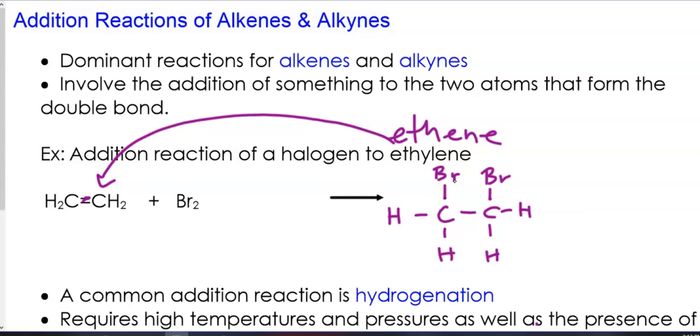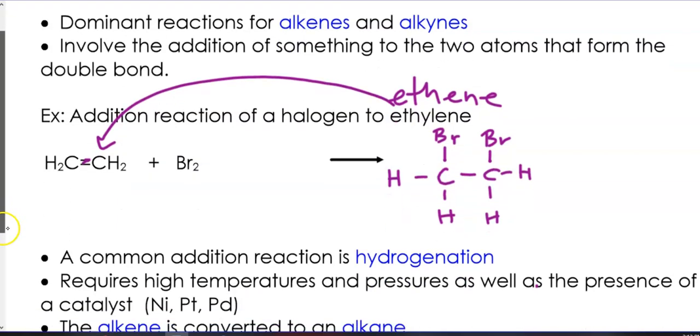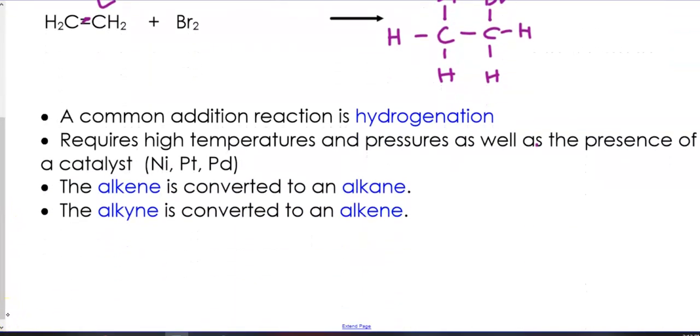This can happen with a lot of things. It doesn't have to be just a halogen. It can happen with hydrogen. This is called hydrogenation, and it happens in industry and in foods. You're adding hydrogen, so you're going from an unsaturated molecule to a saturated molecule. This requires high temperatures and pressures, and it also requires a catalyst. It takes an alkene, like we just saw, and turns it into an alkane, because instead of adding bromine, it's adding hydrogen. An alkyne could be converted to an alkene.